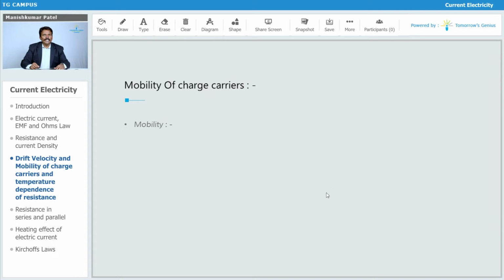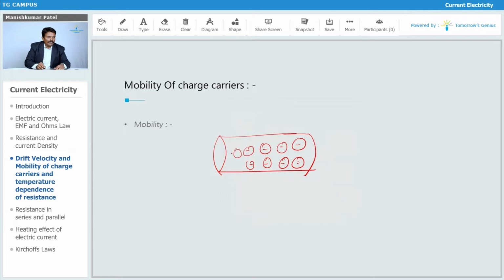Now we will study what the mobility of your charge carriers is. We have seen in drift velocity the velocity with which the electron moves towards the positive terminal. So that is nothing but the drift velocity. Now what is this mobility of your charge carriers? That we will study here. This is how I have shown the free electrons within your conductor, and they all get drifted towards the positive terminal.